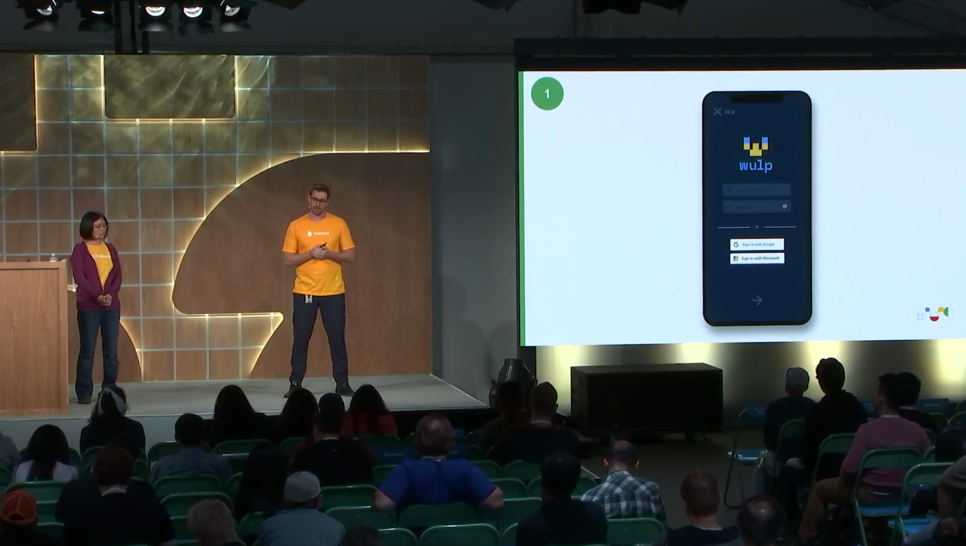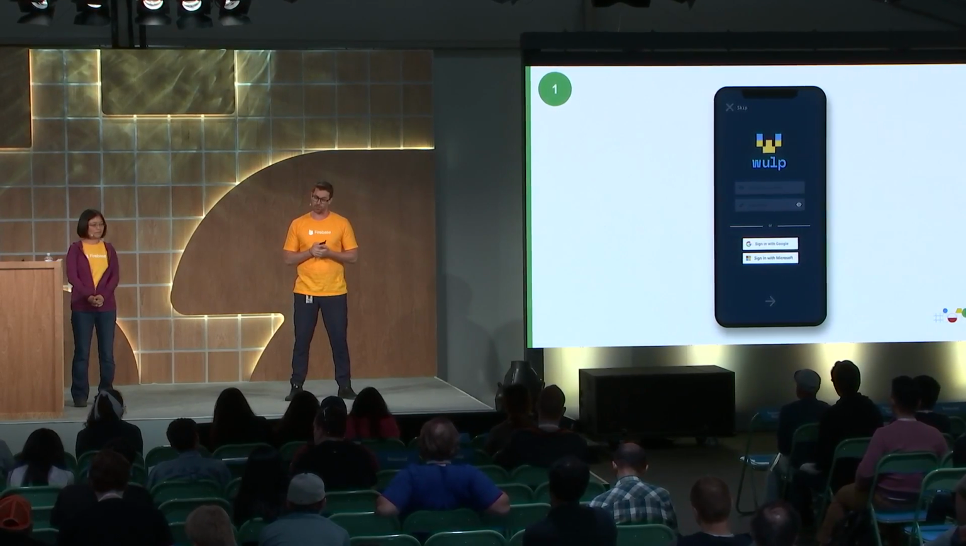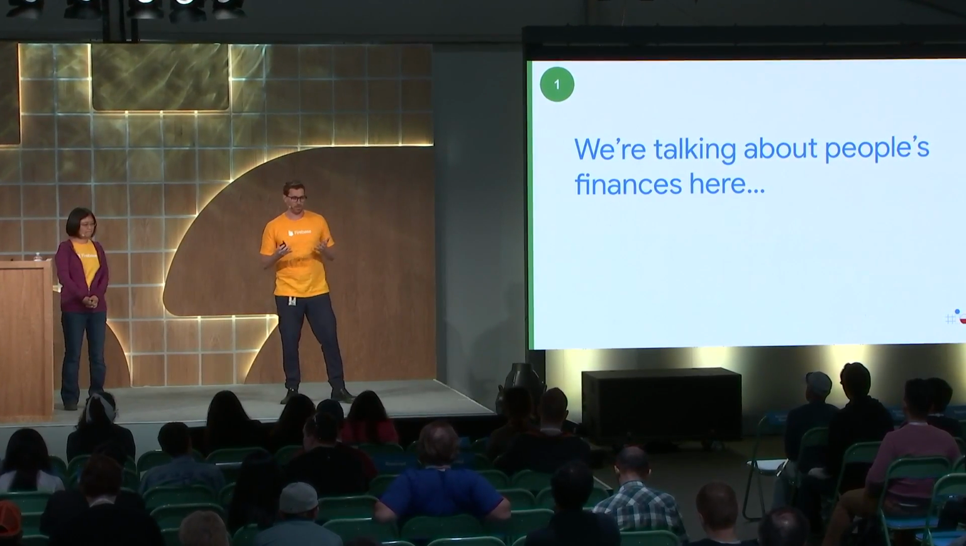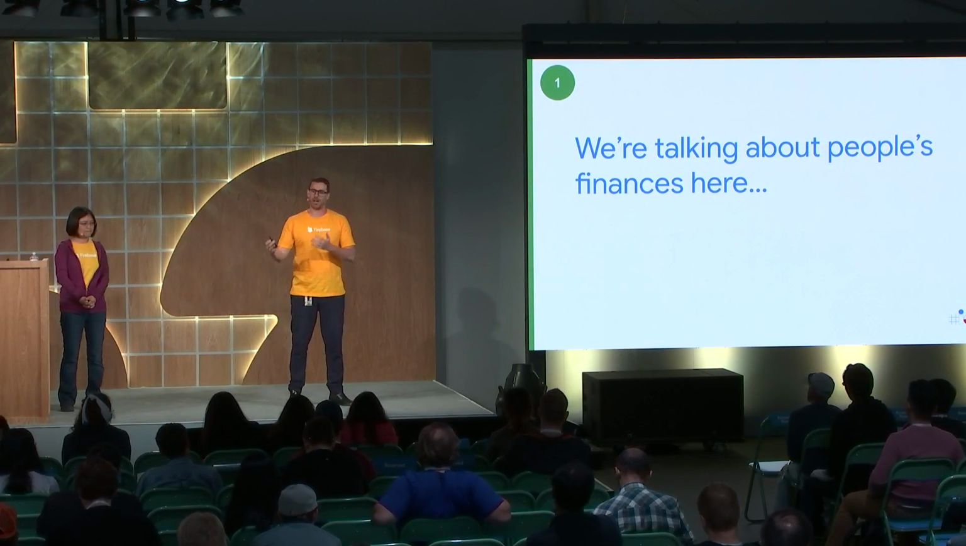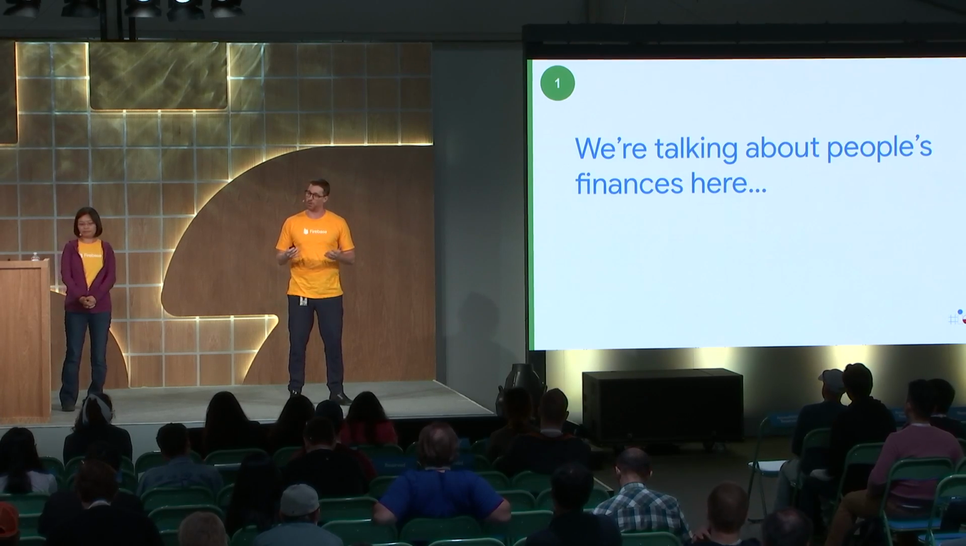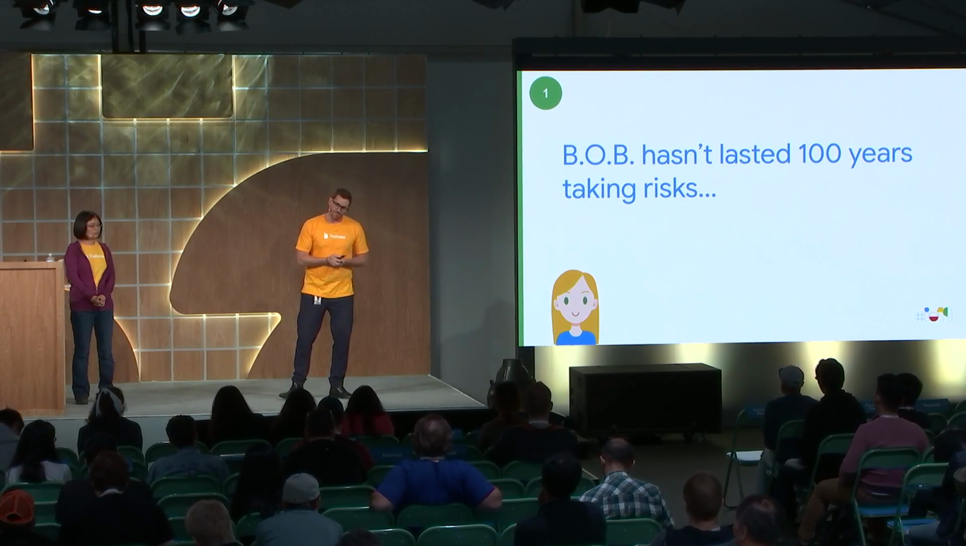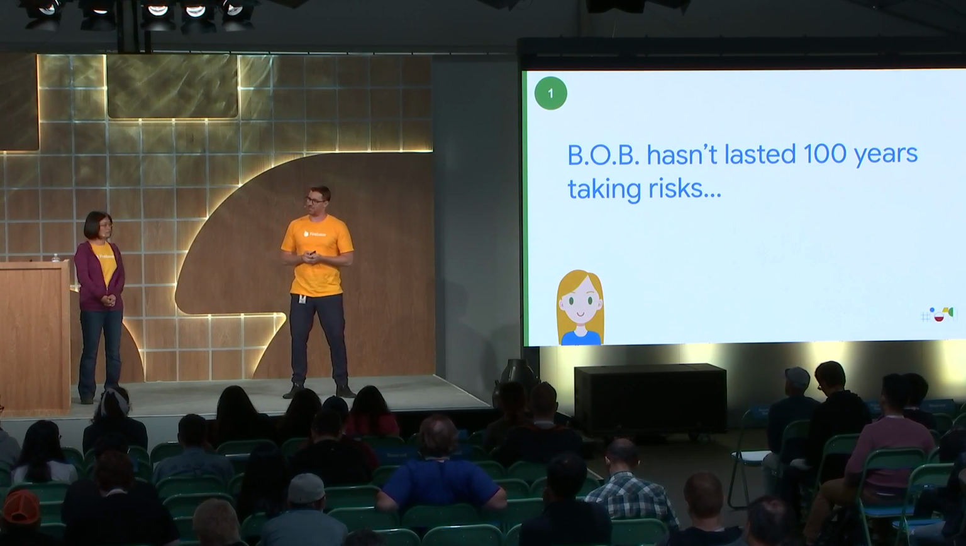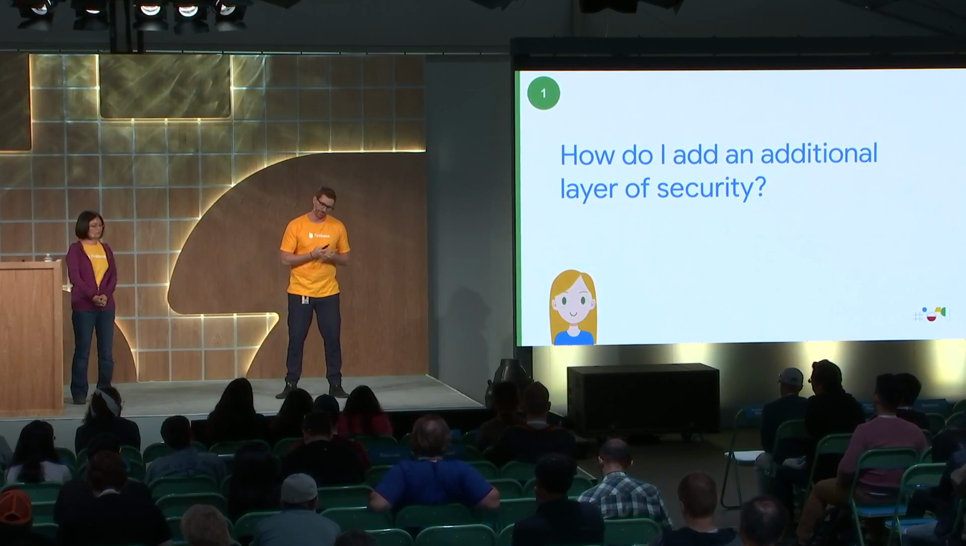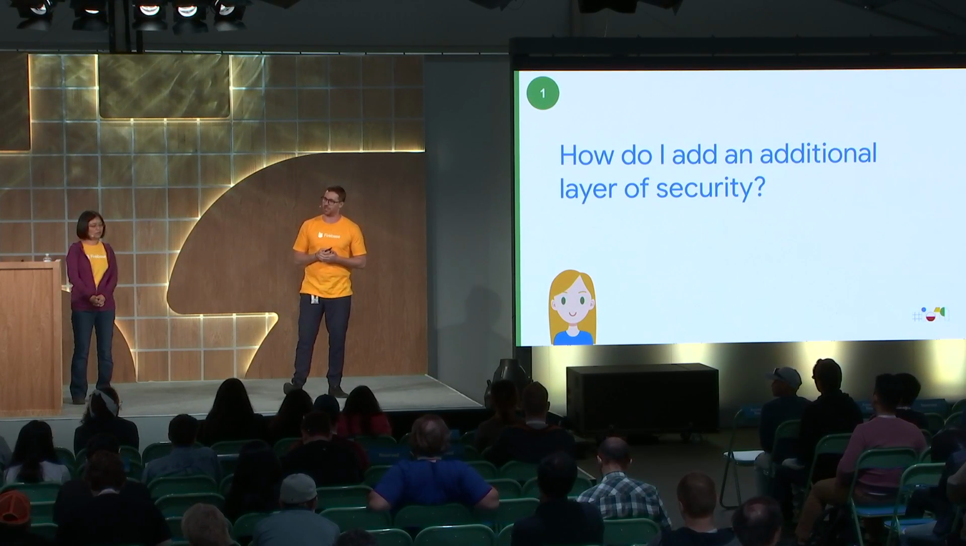This is what they came back with. Sue and Alice started to build the app, and this is WALP. You can see we've got username and email and password sign in here, as well as sign in with Google and sign in with Microsoft. But we're talking about people's finances here, and so even though you might have the best threat intelligence information in the world, you want to block them at the front door as much as you can if they're a malicious actor or a bad actor. And Bob hasn't lasted 100 years by taking undue risks and not caring for their users. So let's go about adding an additional layer of security.